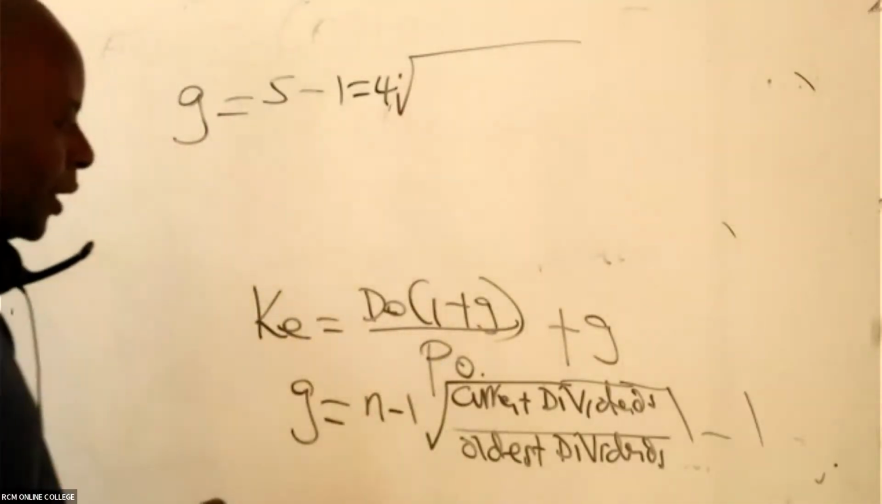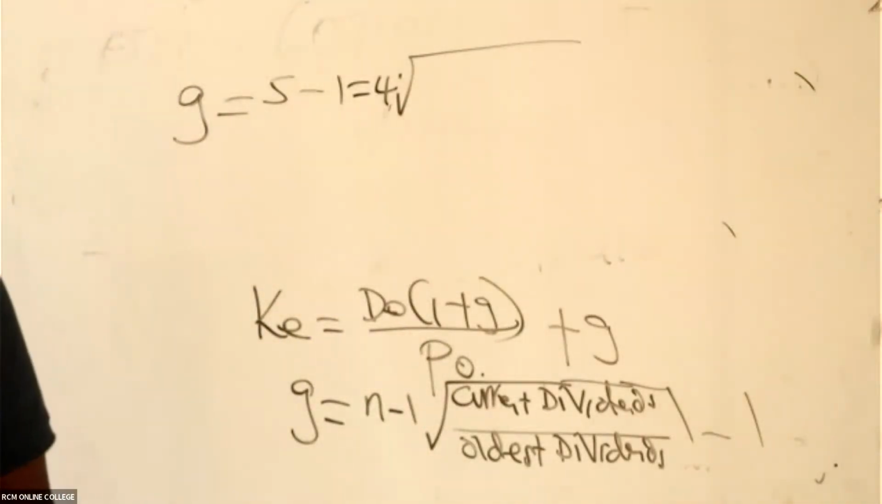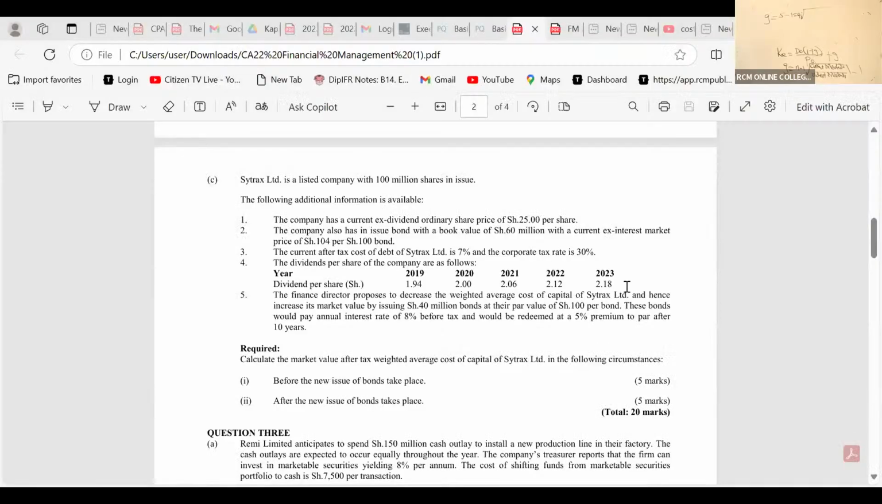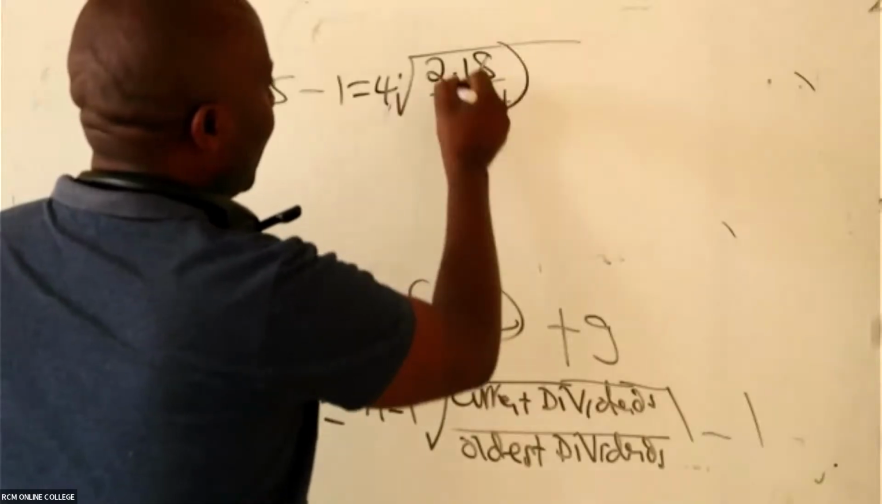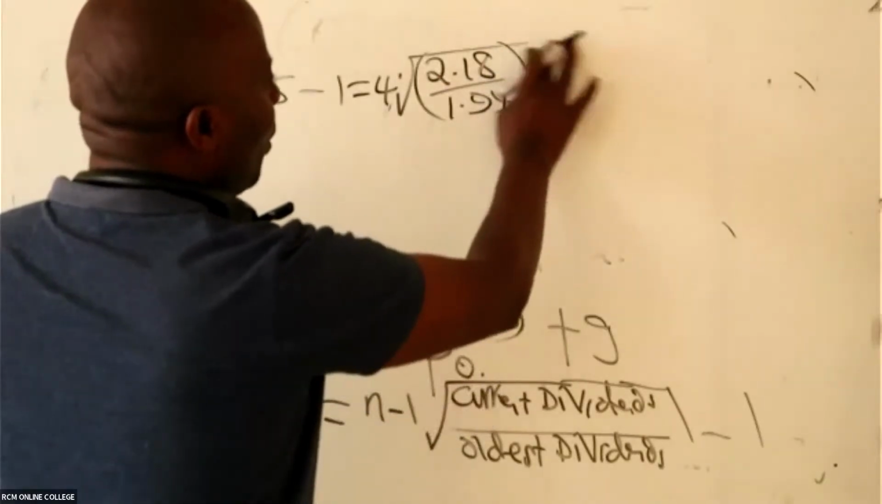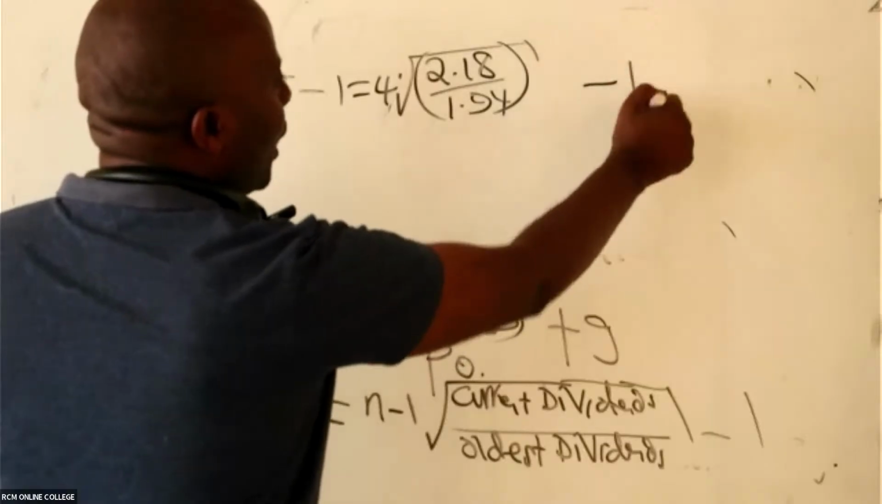of the current dividend. So are we able to see the current dividend? The most recent dividend is this one in 2023, sorry. So 2.18. We divide this by the very oldest dividend, the one given in 2019, 1.94. So we divide this by 1.94. Whatever we shall be able to get out of this, we shall come and subtract one.